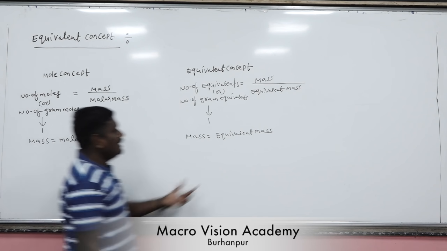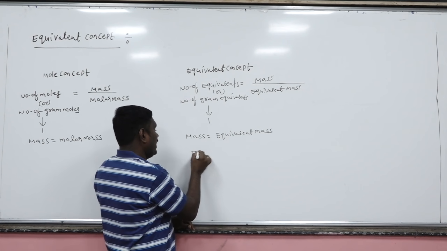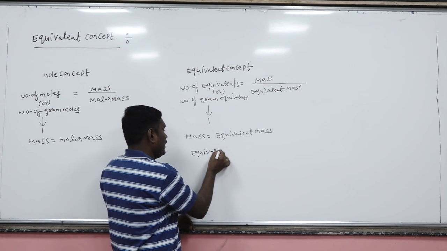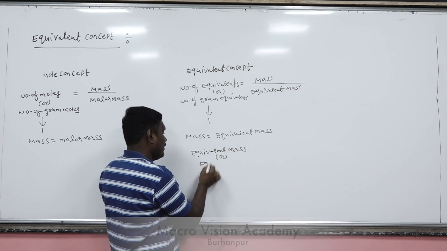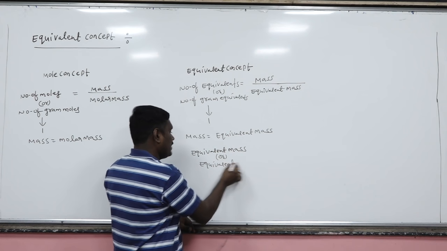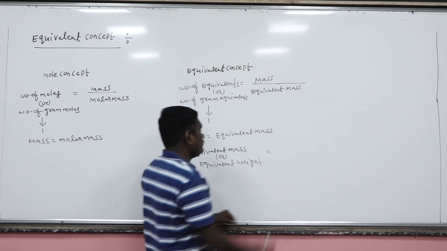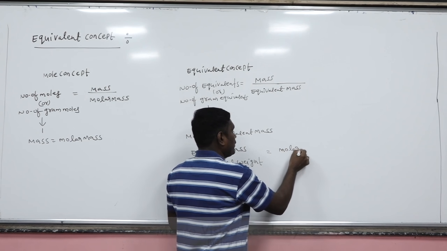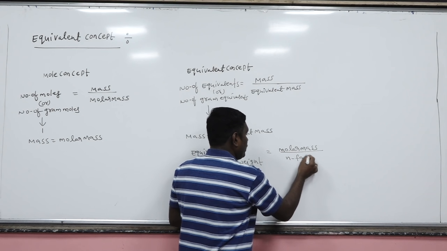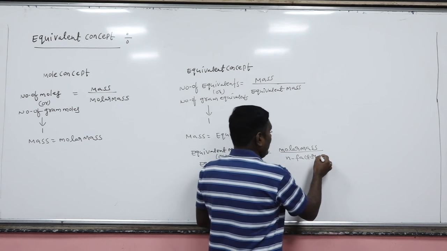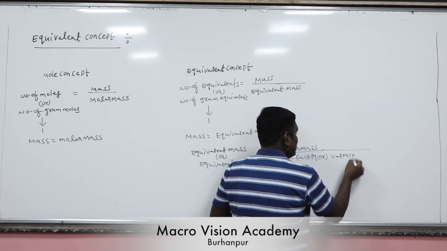Now what about the equivalent mass? How we can calculate this equivalent mass? There is a formula to calculate the equivalent mass or equivalent weight. It is also referred as equivalent weight or equivalent mass, which is equal to molar mass upon N factor. N factor is also referred as a valency factor.